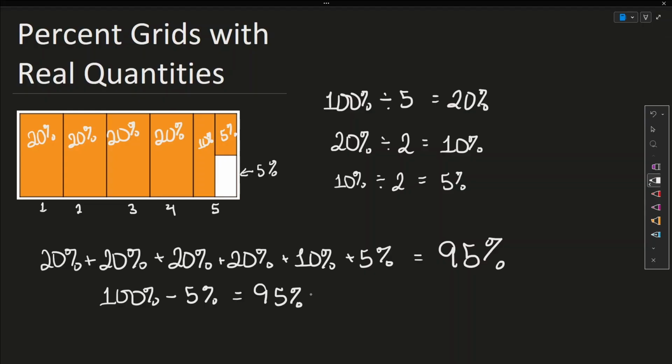This is a great example because students may need to reason from the unshaded part rather than adding all of the shaded parts.